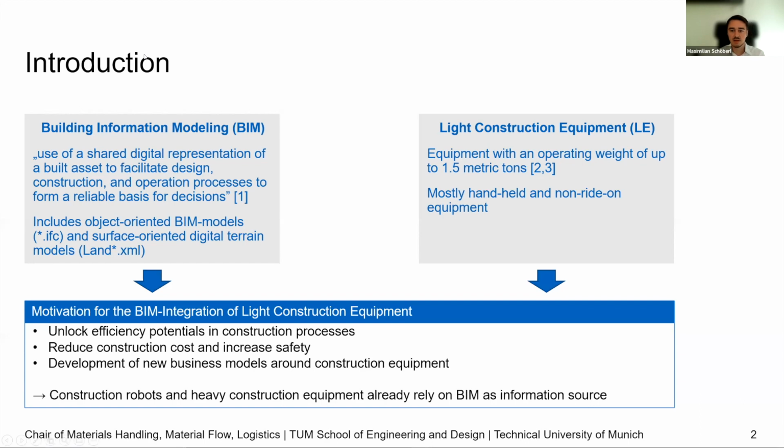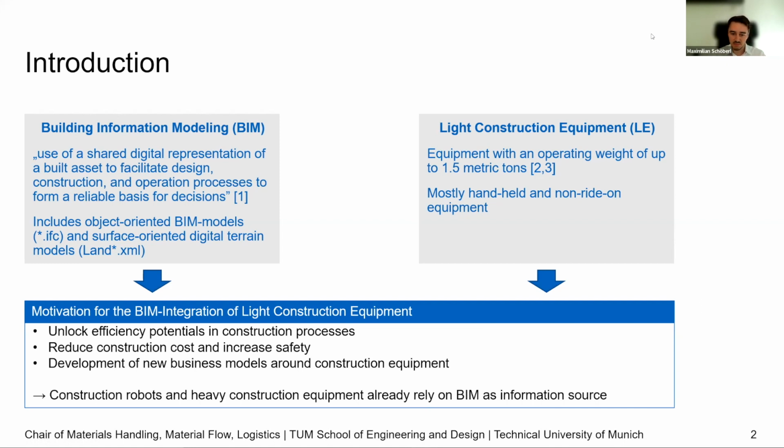And the second aspect, which we try to combine with the first, is light construction equipment. That's equipment with an operating weight of up to 1.5 metric tons. It includes mostly handheld equipment and non-ride-on equipment like vibratory plates, for example, or chainsaws, or this kind of small equipment.